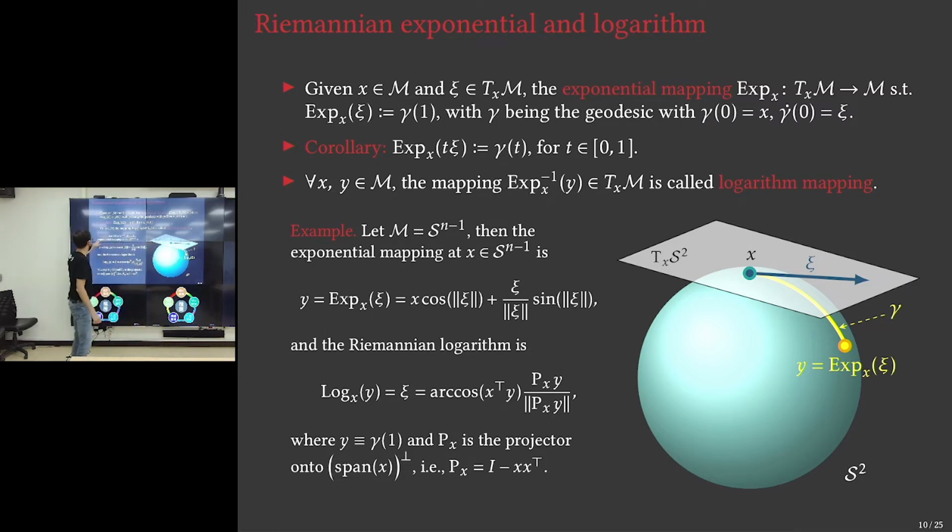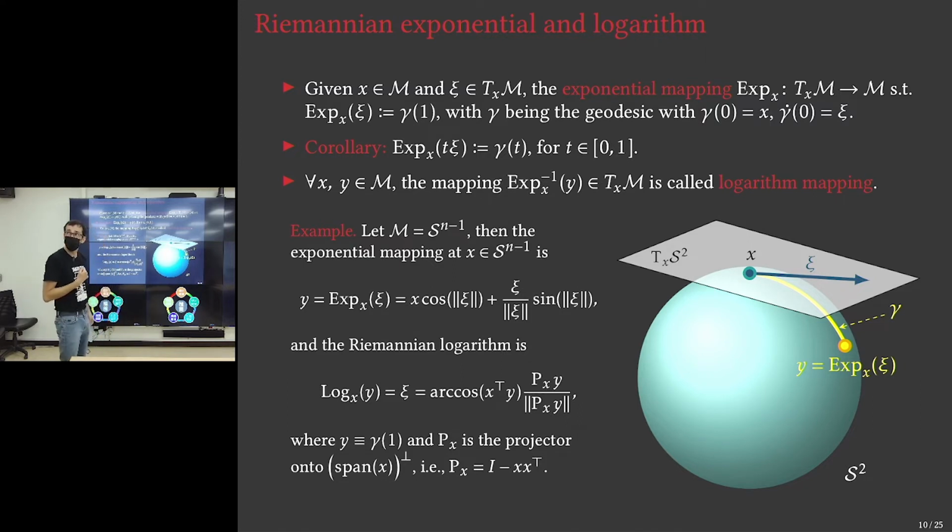Then, of course, this is kind of natural, there is a corollary. It tells you that if you scale the psi inside, then you just have a point on the geodesic which is parametrized according to t. So if you scale psi, you will move along the geodesic.